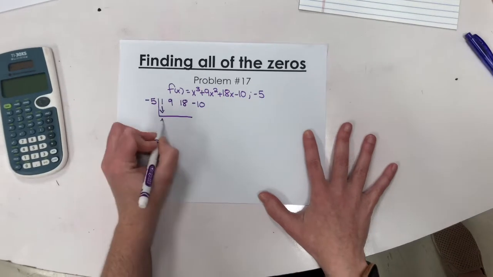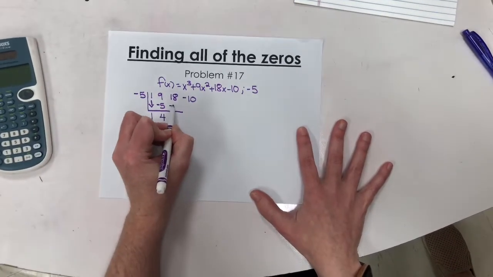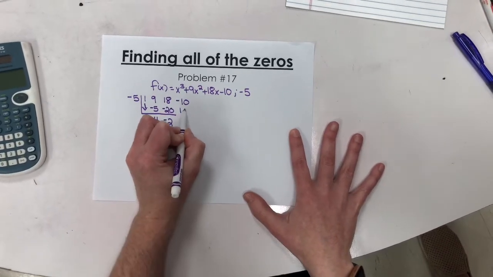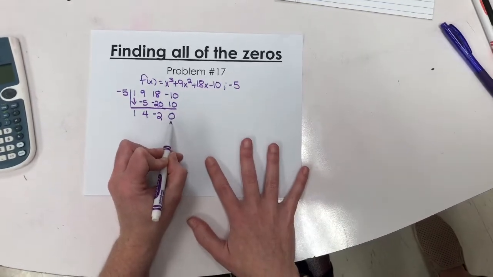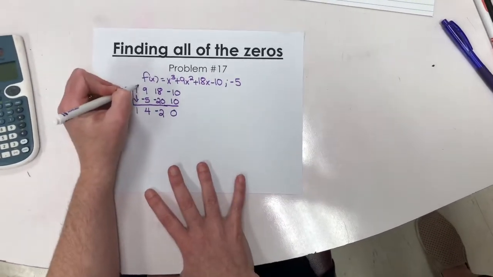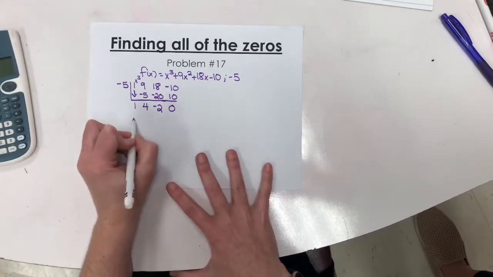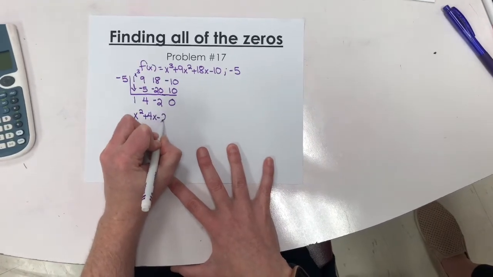So I'm going to do my synthetic division process. And guys, we got a 0 as our remainder, which is what should happen. Now, this was x cubed. This becomes x squared. So it becomes x squared plus 4x minus 2.